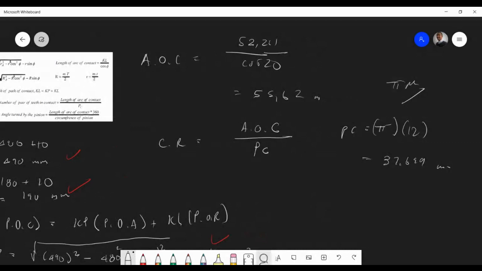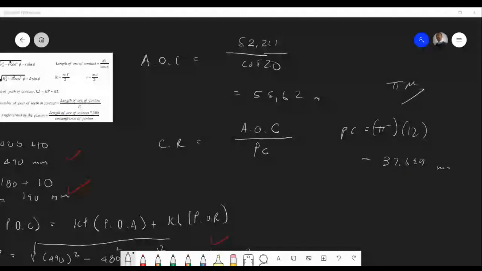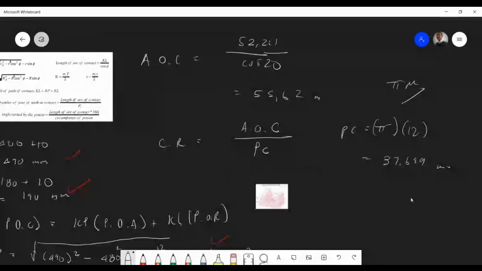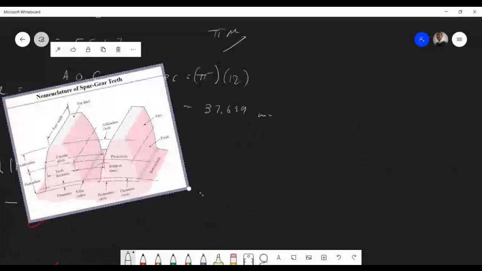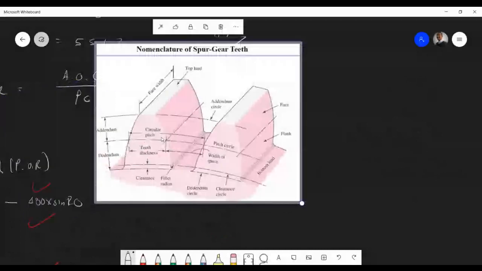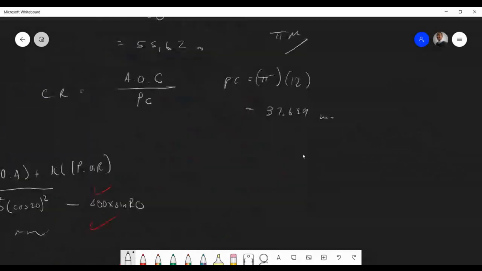That's your circular pitch. If you're wondering what it is again, I'll quickly show you. Where is it? Circular pitch. There you go. You see there, from that one tooth to the other tooth. Obviously, we need this to see how much is in contact.